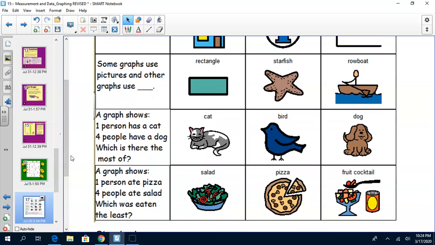For our first graphing question, a graph shows a person has 1 cat and 4 people have a dog. Which is there the most of? So another way to think about this is looking at a number line, or holding your fingers up, 1 and 4, which is the most? And in this case, it would be the dog.